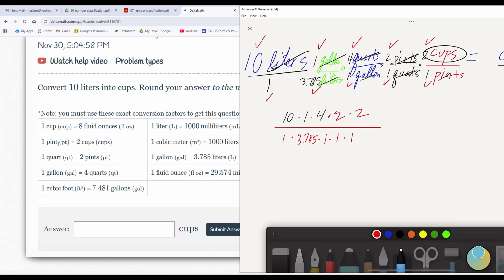Now, all these ones really don't make a difference, but I'm just showing you that those numbers matter. In this case, they're ones, but if they were something else, we would have to make sure we pay attention to them. Now from here, you just take your calculator and let the calculator be your friend.